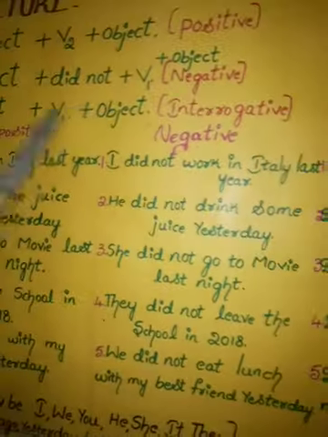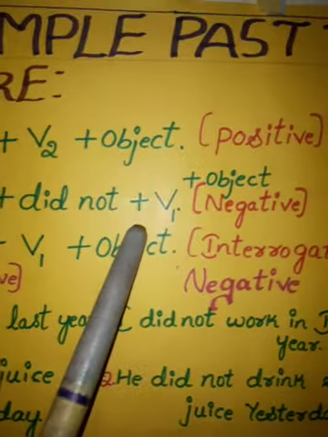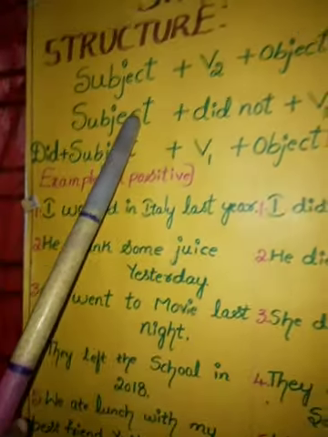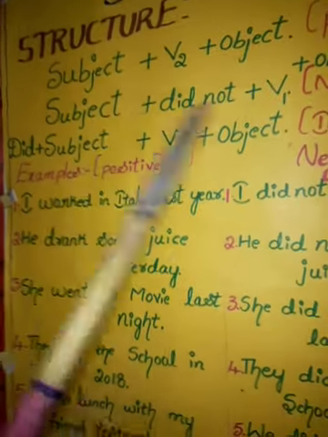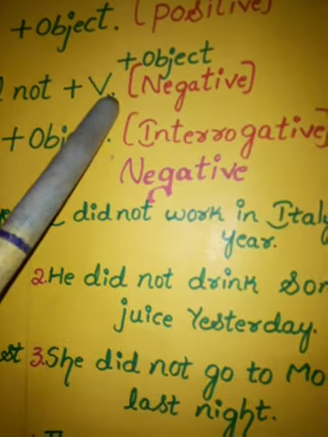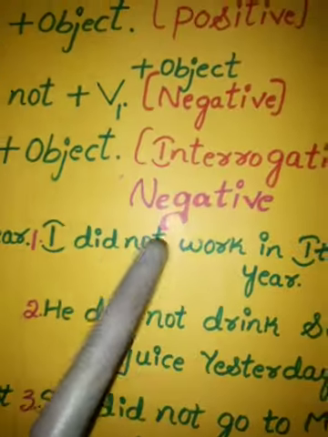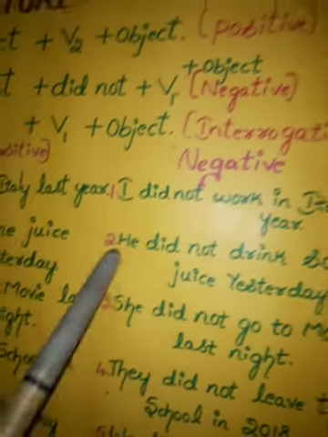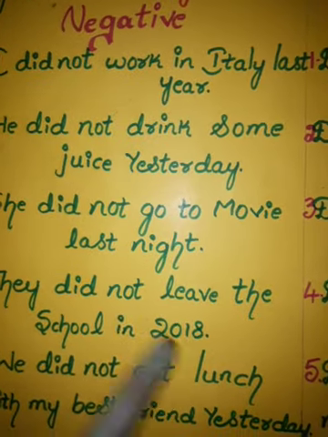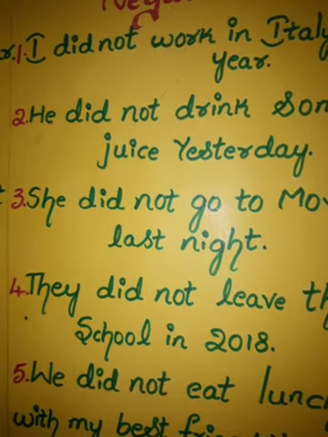Now coming to the negative sentence. The structure of a negative sentence in simple past tense is subject plus did not plus V1 plus object, where subject is I, we, he, she, it, they, etc. and V1 is the base form of the verb. Examples. I did not work in Italy last year. He did not drink some juice yesterday. She did not go to a movie last night. They did not leave the school in 2018. We did not eat lunch with my best friend yesterday.